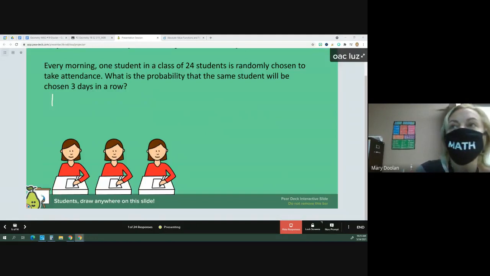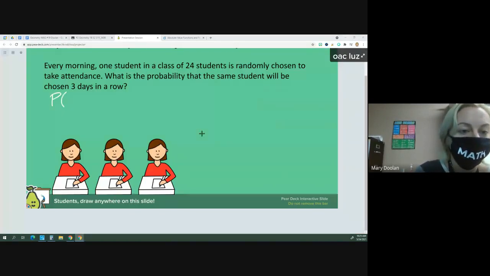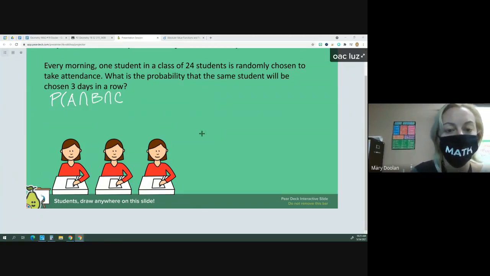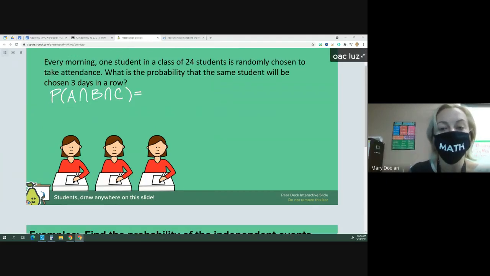So we have the probability of event A, which is that one student gets chosen, and that one student gets chosen again, and that one student gets chosen again. Because these are 3 independent events, it would just be multiplying each probability together. So the probability of A times the probability of B times the probability of C.